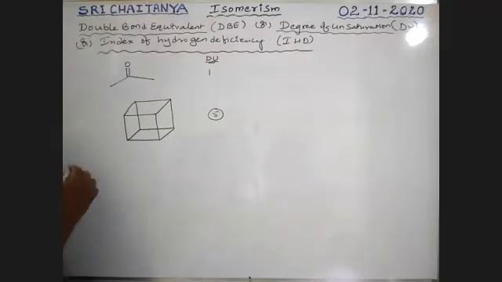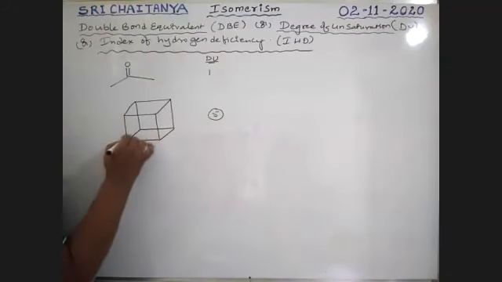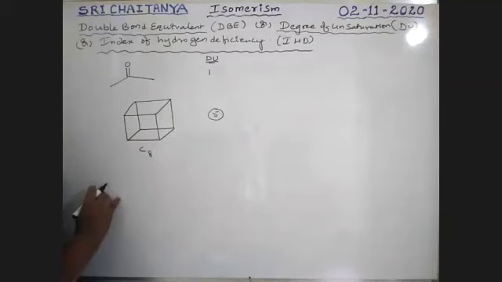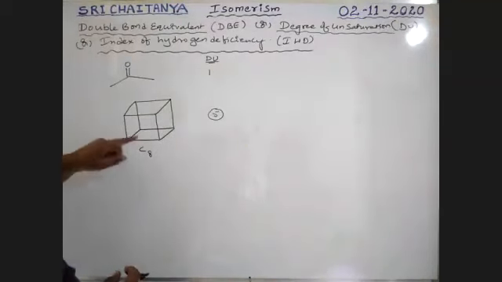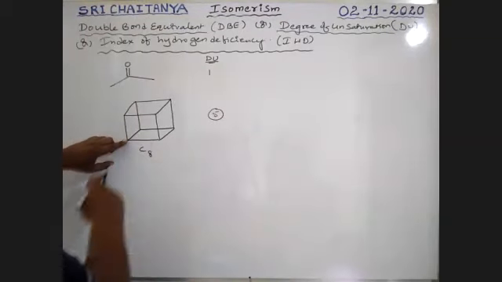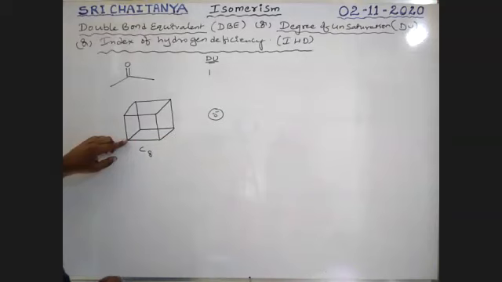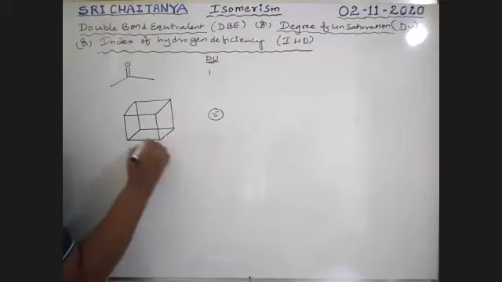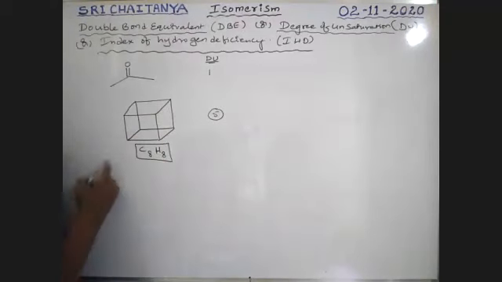See here, how many carbons, boys? 1, 2, 3, 4, 5, 6, 7, 8. 8 carbons. How many hydrogens in this? See boys, this carbon is bonded with 3 other carbon atoms. So therefore, only one hydrogen is available. So 8 carbons, 8 hydrogens, C8H8 is the formula for this compound.